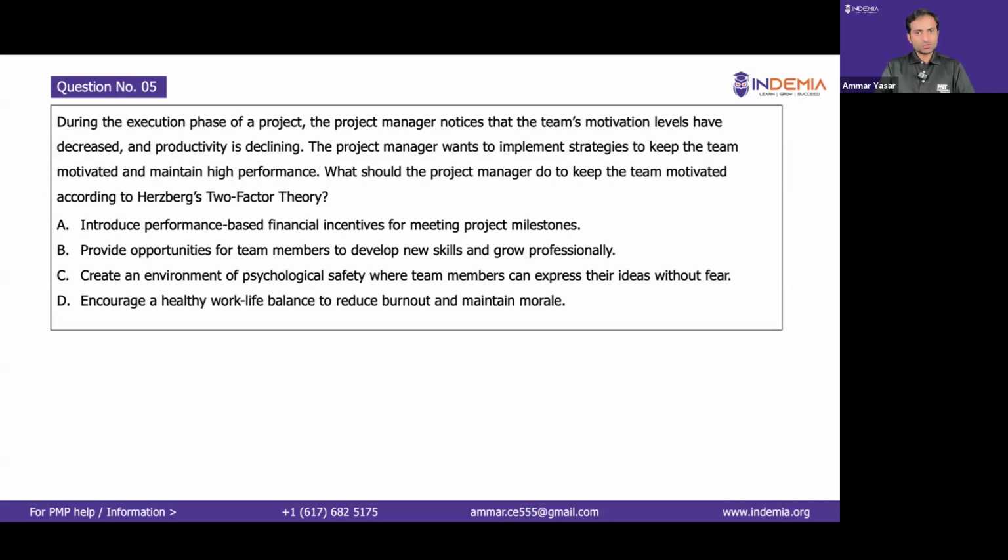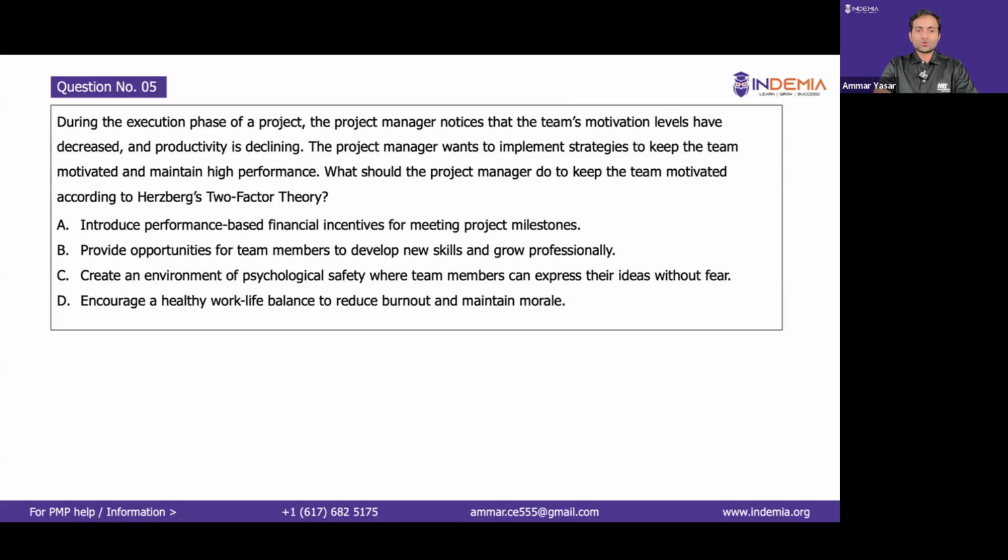If you really want your team members motivated, focus on learning and development, acknowledge their efforts, appreciate them, show them a career path, assign them exciting tasks, challenging tasks, give them purposeful work. So these are motivators. Learning and development is one of the motivators. So if we really want our team members to be motivated, we should focus on learning and development. Great choice. Next, C, create an environment of psychological safety where team members can express their ideas without fear. Not a bad choice, but the motivator is option B. So B is better than C.